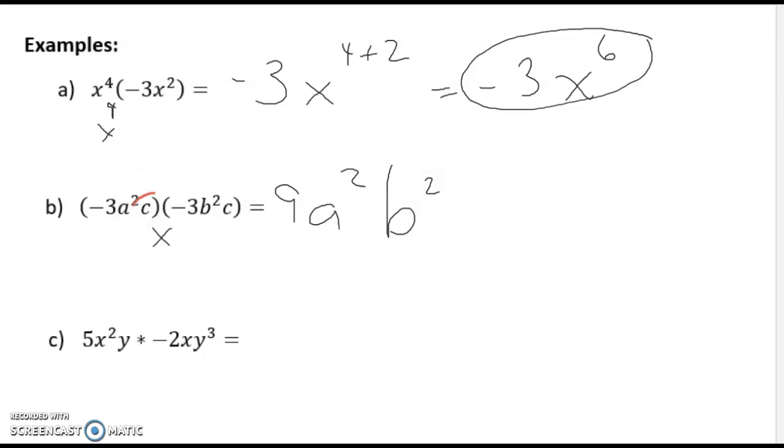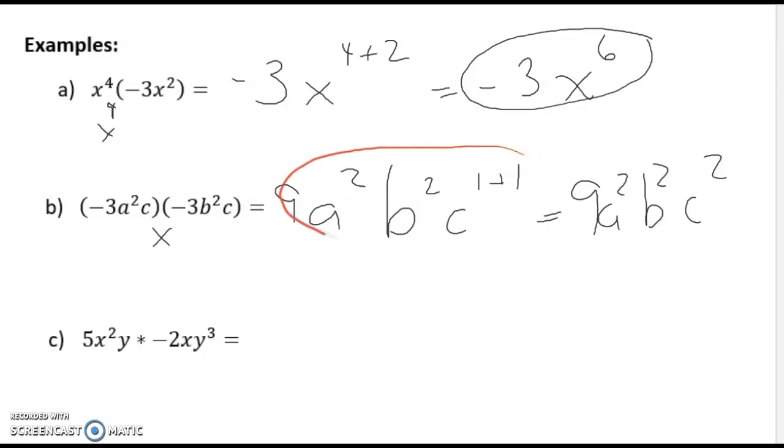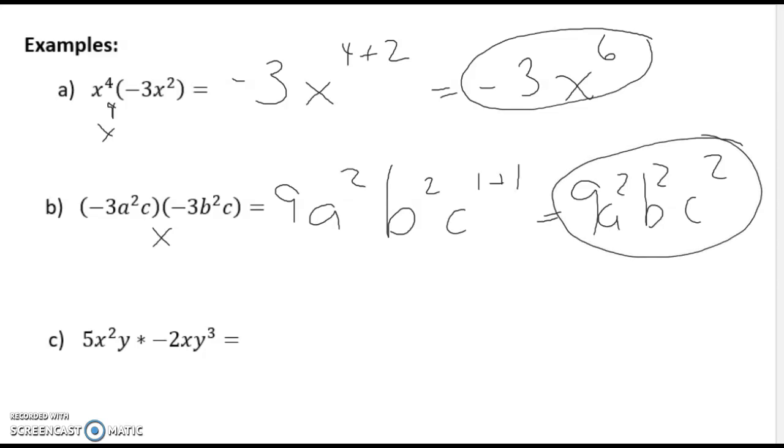Last but not least, we have a c to the 1 and another c to the 1. So that's 1 plus 1. So when we expand this all out, it could be 9a squared, b squared, c squared. Okay? So you can skip this little step and just go right to the final answer if you want. I'm just showing you in case you needed a little reminder.